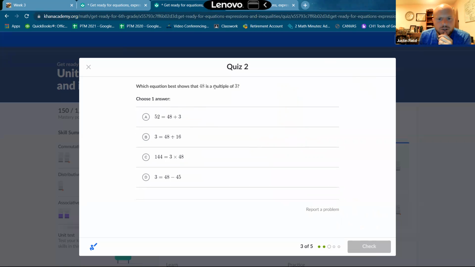Which equation best shows that 48 is a multiple of 3? Okay, so let's look, multiple of 3. Not this one, because that's addition, and multiple is multiplication. 48 divided by 16 is 3. 3 times 4, maybe. Not this one, that's subtraction. 144 equals 3 times 48. No, we want to show that 48 is a multiple of 3. So it'd be this one, because this one shows me that the 16th multiple of 3 is 48.